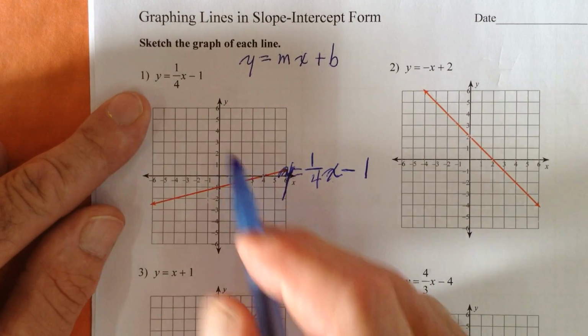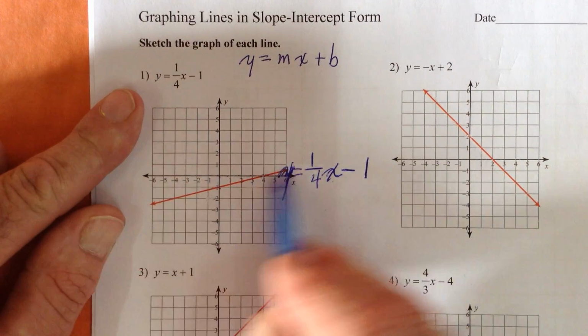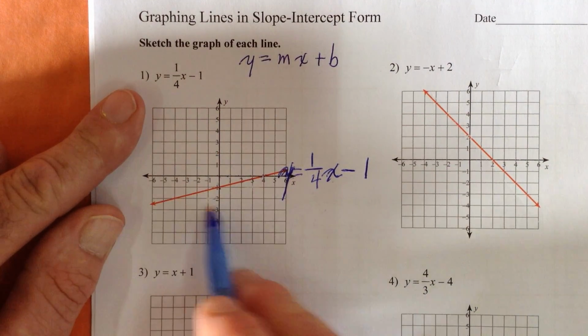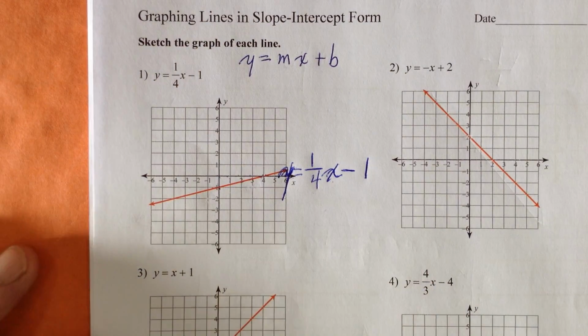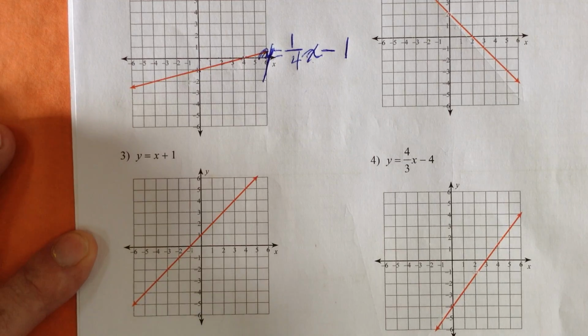So we're doing the opposite. Before we had this, and you're drawing the line. Now you got the line, and you're drawing this, or writing the equation. Same thing with, let's try number 3.